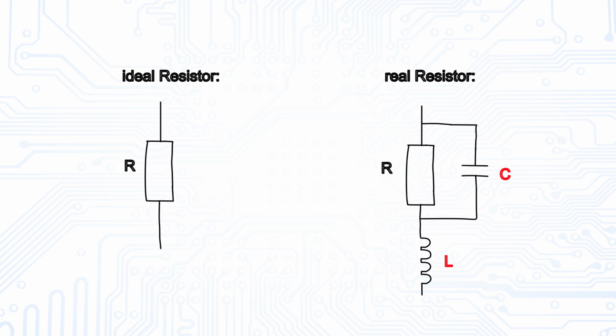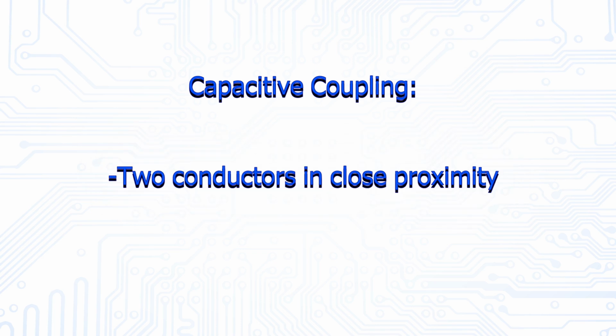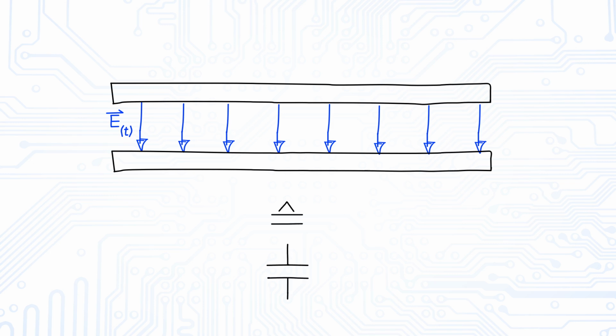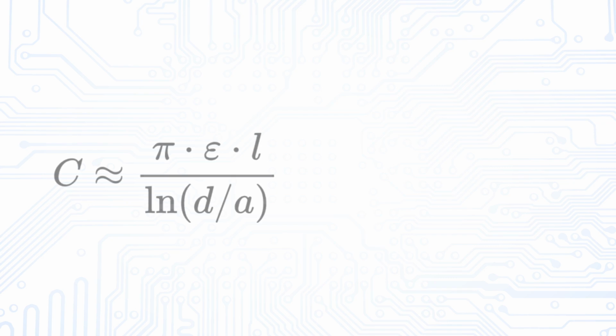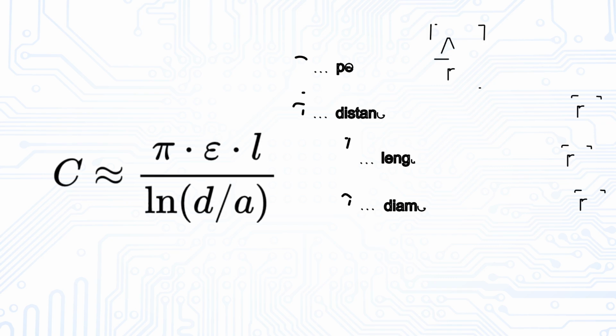Moving on to capacitive coupling, we find that it occurs when two conductors are in close proximity, like two traces on a PCB running side by side. A variable electric field between them results in a displacement current, so the two traces act like a capacitor. To determine the capacitive coupling between two conductors, we can approximate the capacitance with the formula shown.